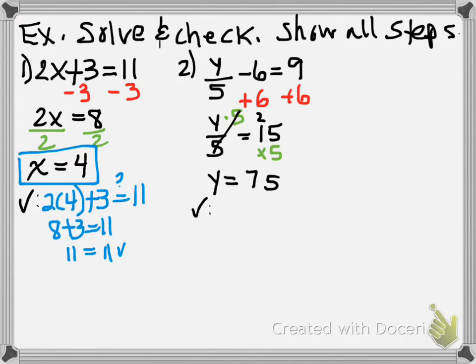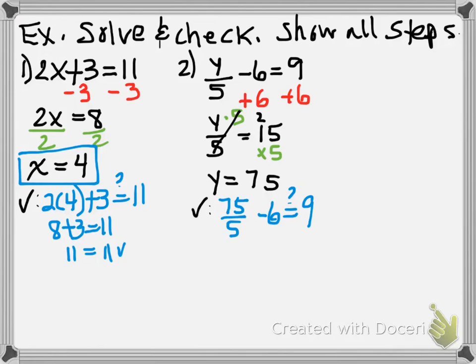And let's see what we get. We go back to the beginning. Oops, sorry. Try that again. So we've got y is 75 over 5 minus 6. Does that actually equal 9?